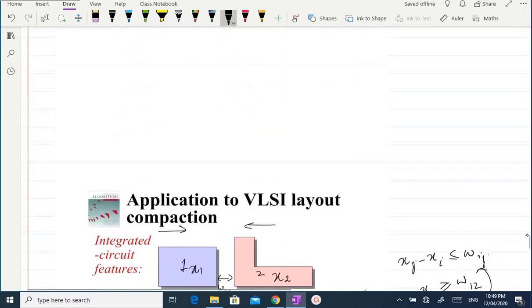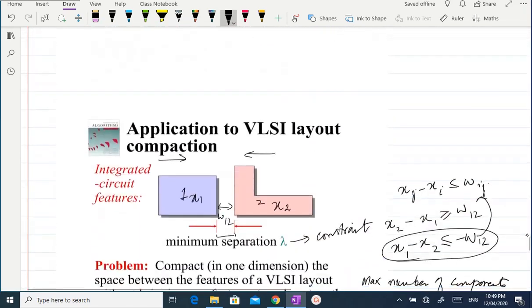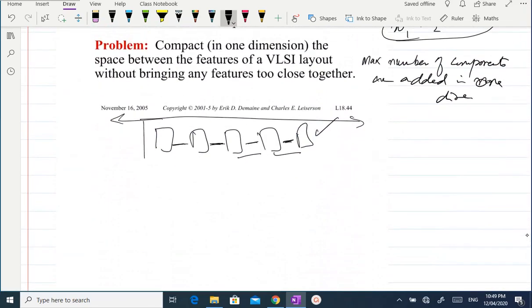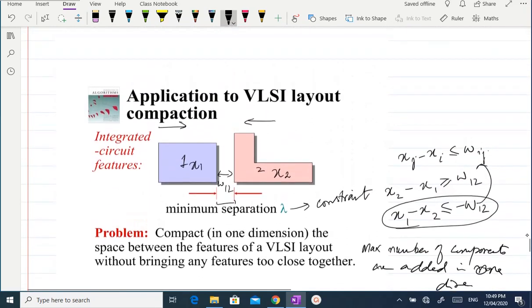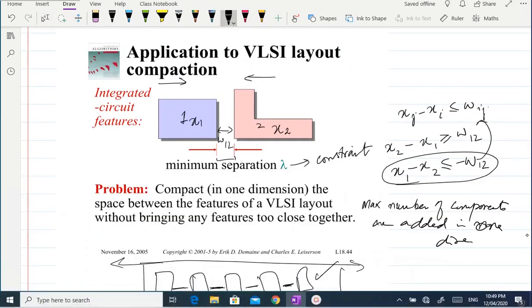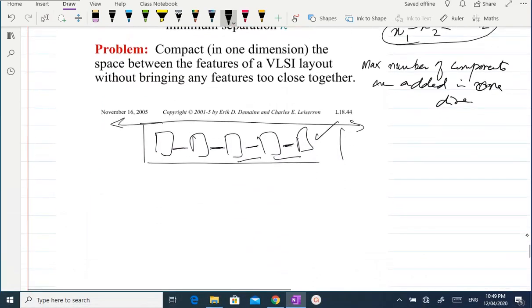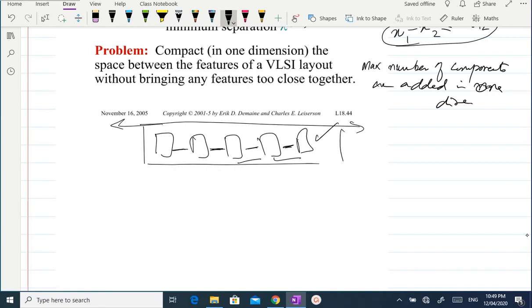So we can use Bellman Ford in this particular case. We have to express all our constraints in the form of a system of difference constraints like this, and by applying Bellman Ford it will automatically ensure that in one direction it will maximize the number of components and it will not violate the distance constraints. So in this case we will get a really compact layout design.